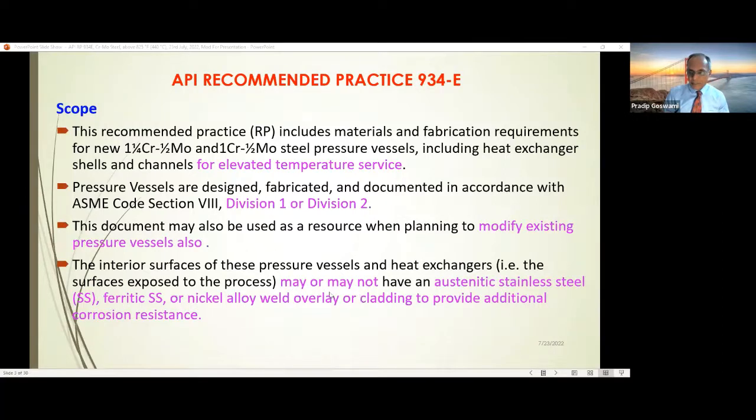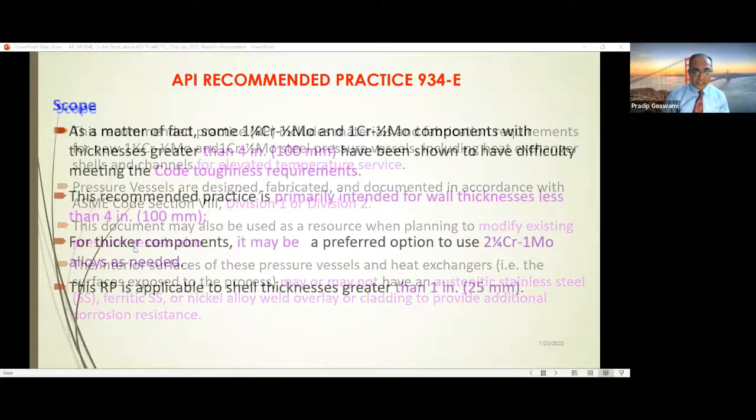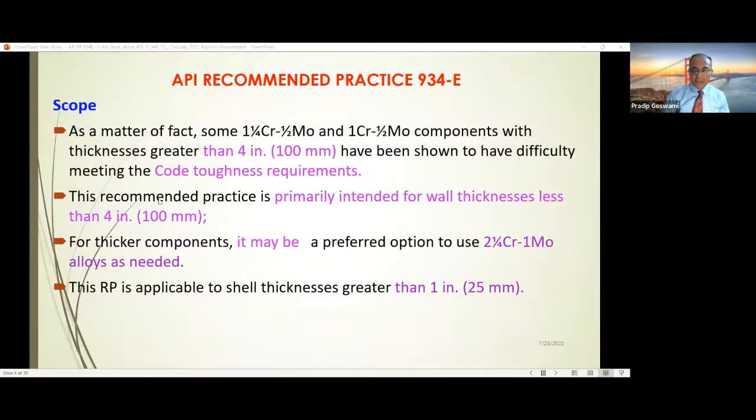These vessels may have an austenitic stainless steel or ferritic stainless steel or nickel alloy overlay or cladding. If they do, it is to provide additional corrosion resistance. Generally speaking, everybody is aware, and many fabricators have come through the experience, that in chromoly steels, when the thickness goes above 4 inch, there are issues with meeting the toughness requirements.